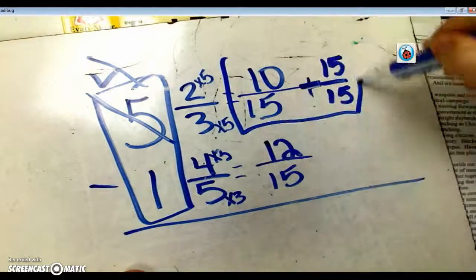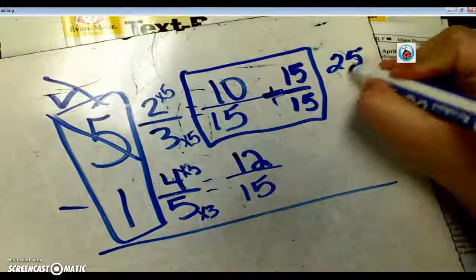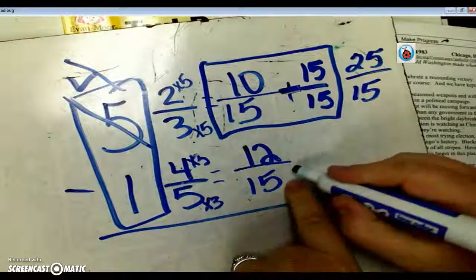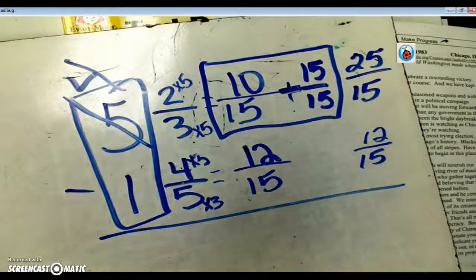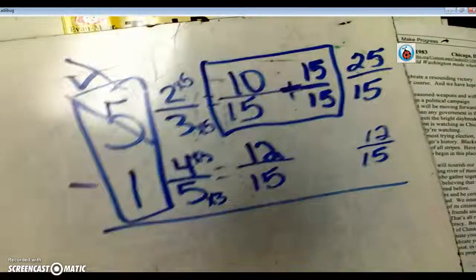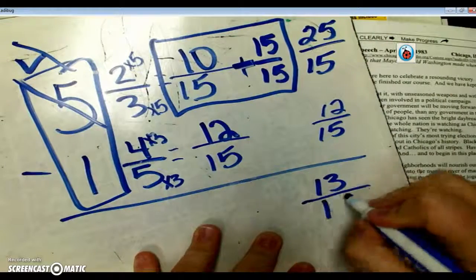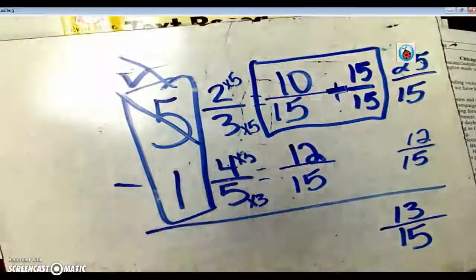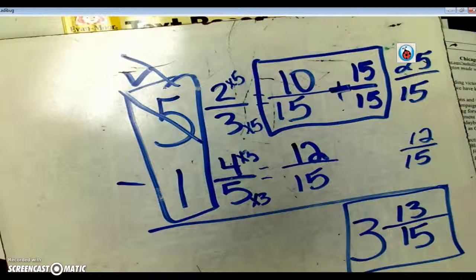Then I'm going to add these two parts. 10 plus 15 is, keep the same denominator. This fraction is not going to change. I still have 12 over 15. Now, I can take 25 minus 12, right? What is 25 minus 12? Keep the same denominator. Then I go back over here to my wholes. 4 minus 1 is 3. Giving me 3 and 13 over 15.